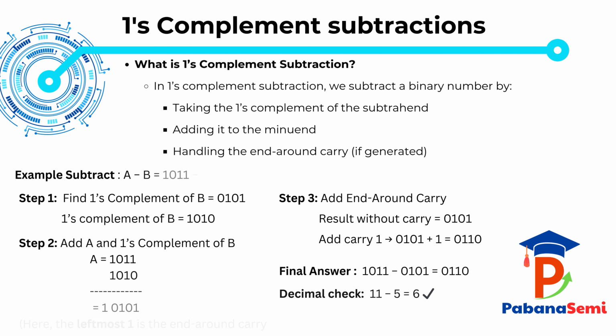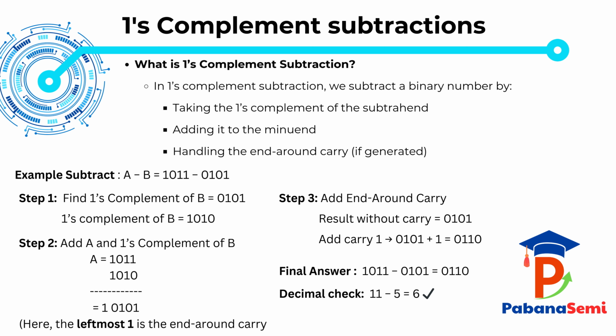Now let's learn a very important subtraction technique called ones complement subtraction. This method is widely used in digital systems because it replaces subtraction with addition. Let's solve the example. 1011 minus 0101. Step 1. We start by taking the ones complement of the subtrahend. That simply means flipping every bit. So 0101 becomes 1010.